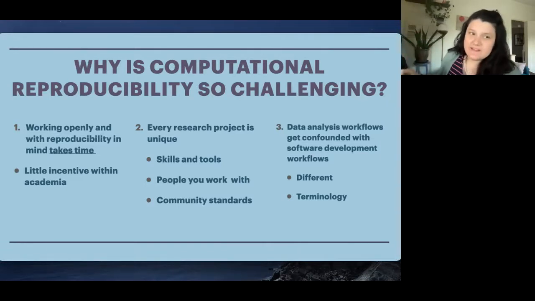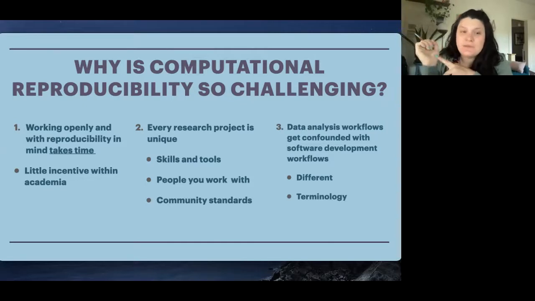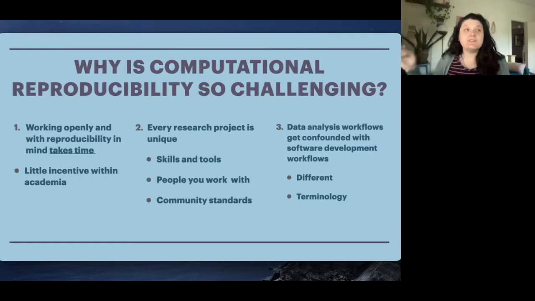So working openly and with reproducibility in mind takes time. And the key component to this is there's little incentive within academia for taking that time to do the work that makes it reproducible. Another really hard problem is every research project is unique. It's unique in the skills and tools that you use. It's unique in the people you work with, their skills, what kind of tools they use. And it's unique in the community standards. Every community has a different standard, so it's hard to transfer that knowledge across domains.